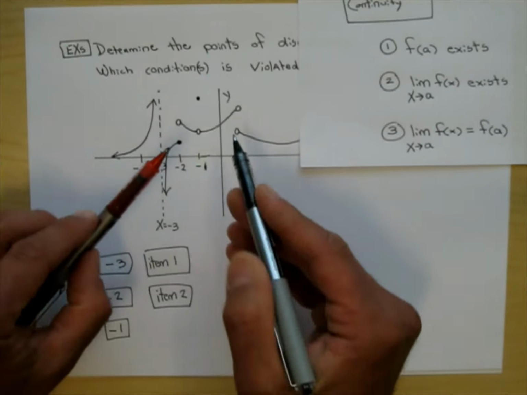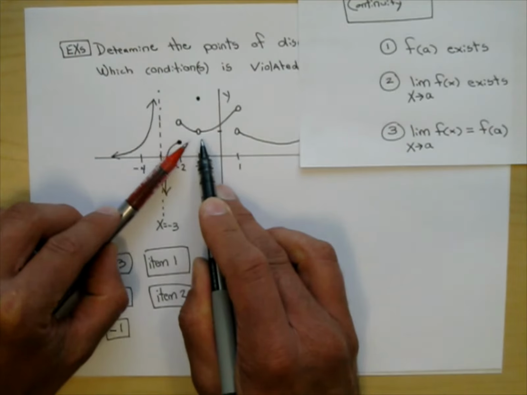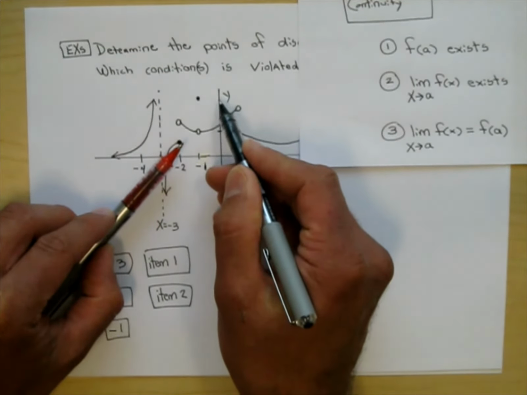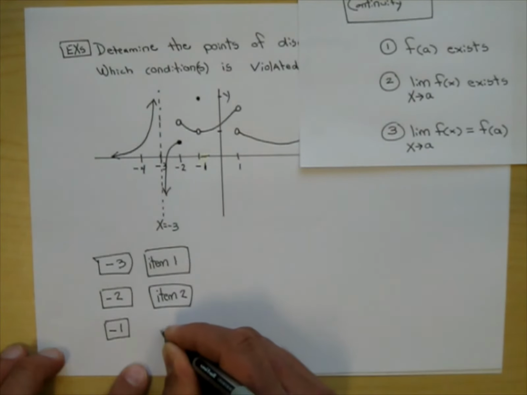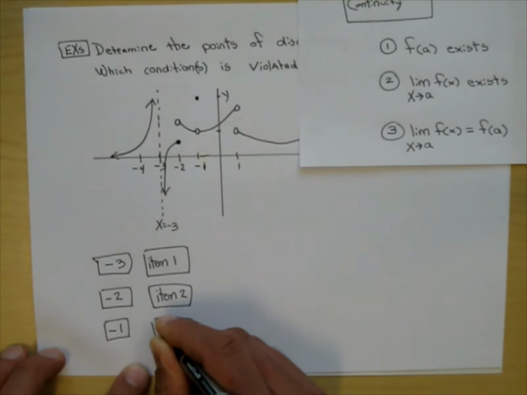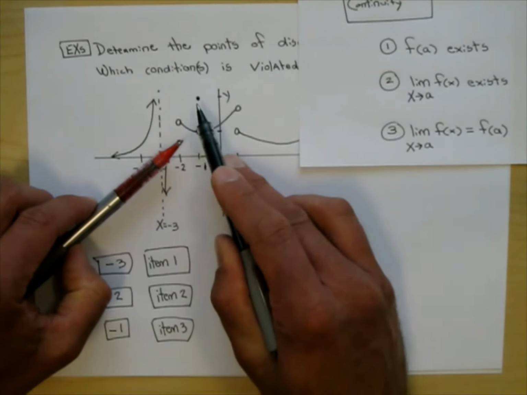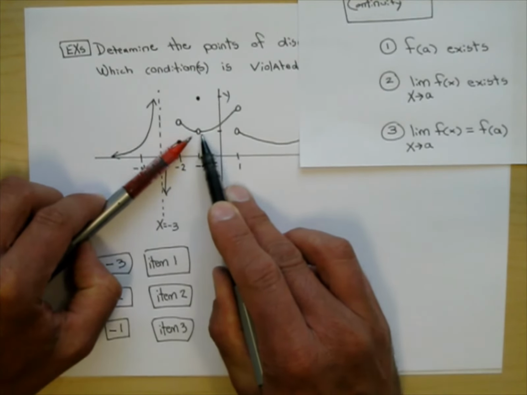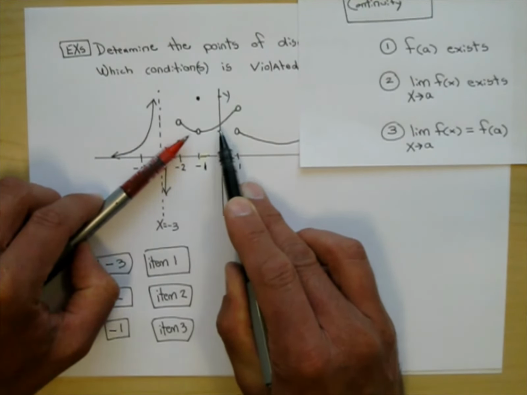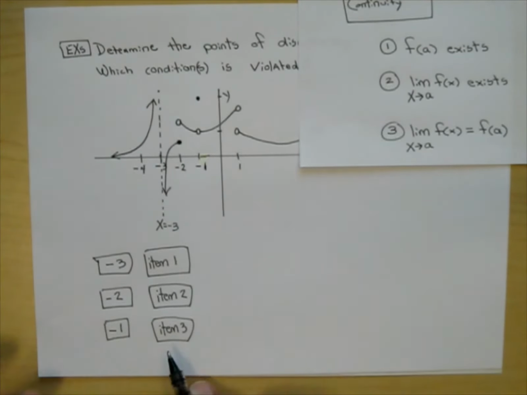Does the limit, which is probably whatever this point is, this y value right here, equal f of negative 1? F of negative 1 is this value up here. No, it doesn't. So it is item 3 that is violated. Once again, at negative 1, f of negative 1 is this point right here. It's this y value. The limit at negative 1 is going to exist. It's going to be this y value here. So those y values are not the same. Item 3 says they have to be the same. That's why we put item 3.